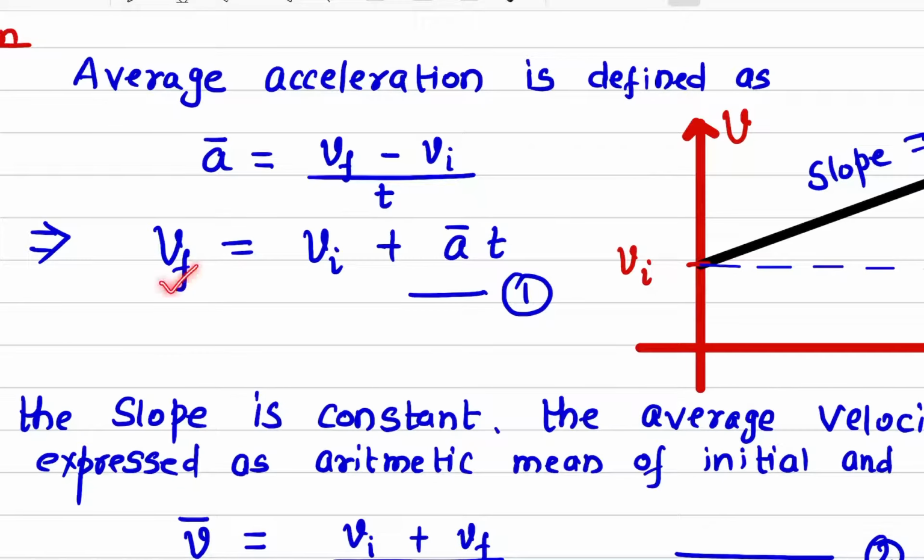The final velocity will be simply equal to Vi plus A bar t. What does the A bar mean here? If you have something and you put a line on top, that gives you the average. So this is the average acceleration.